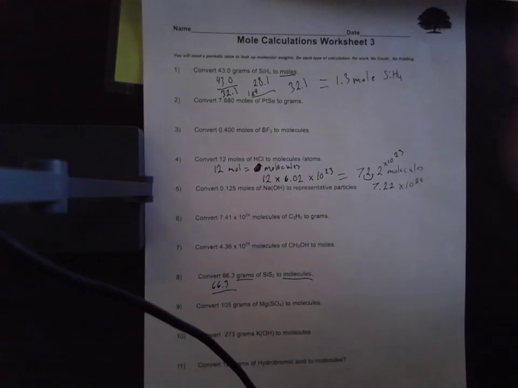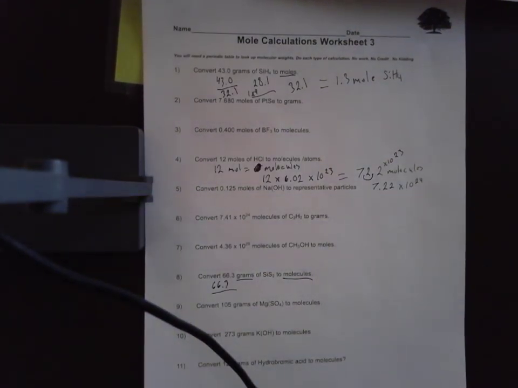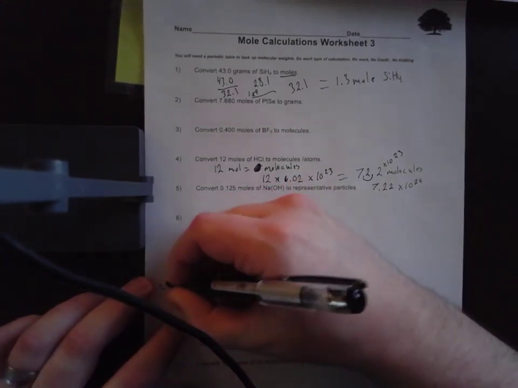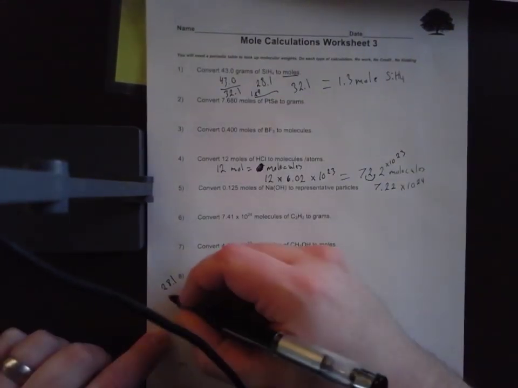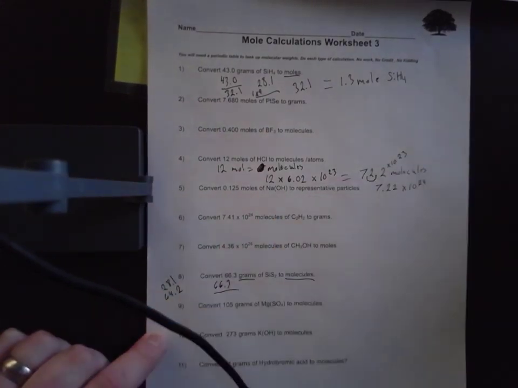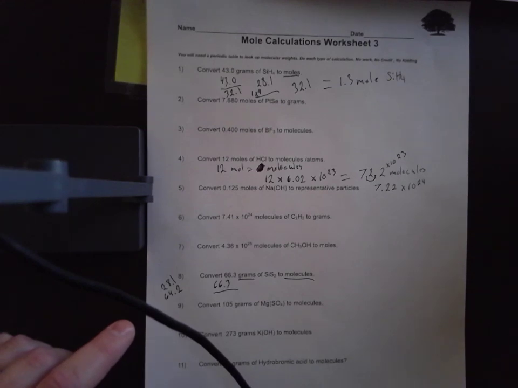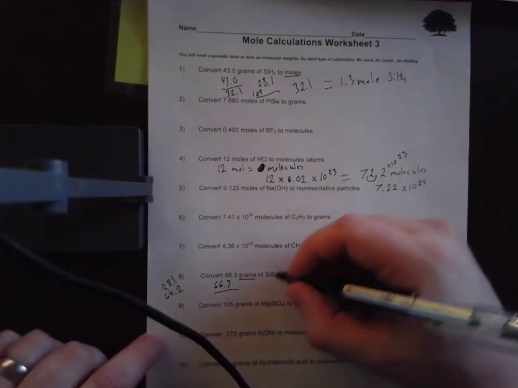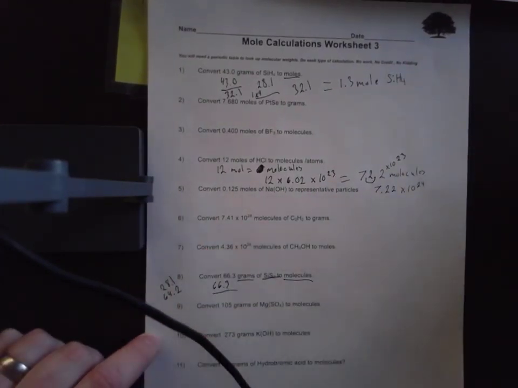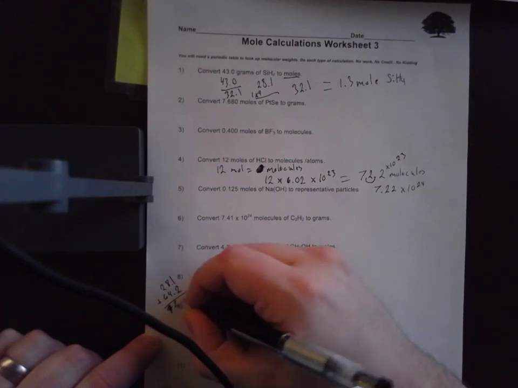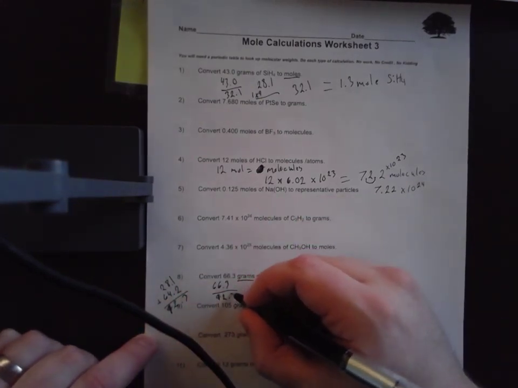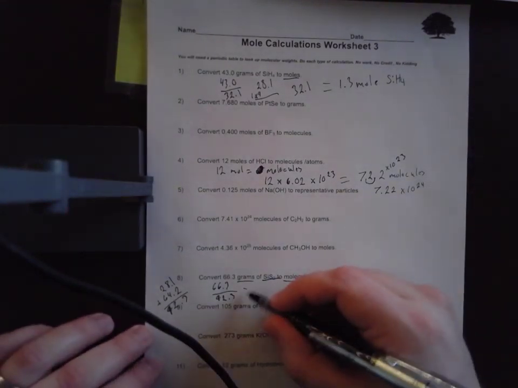So molar mass: Si is 28.1. You have sulfur, which is 32.1, times 2. That'll make it 64.2. So add these two together. What do you get? 92. These numbers represent these masses, so you just add these two together, and it's 92.3. So you will divide this number by 92.3, and this gets our moles.